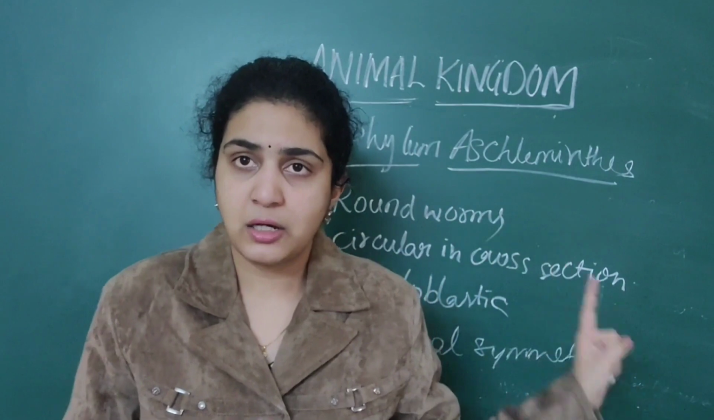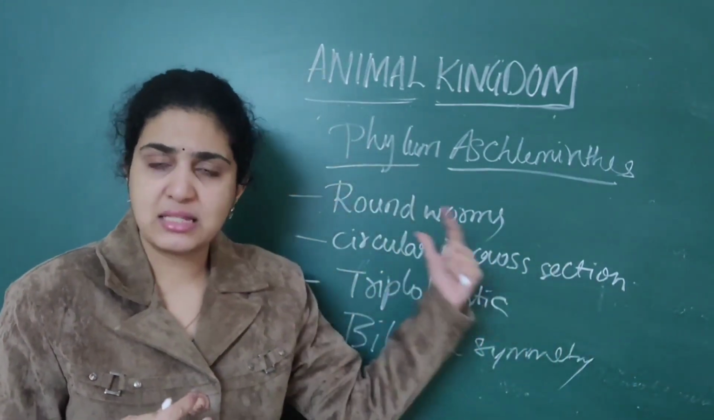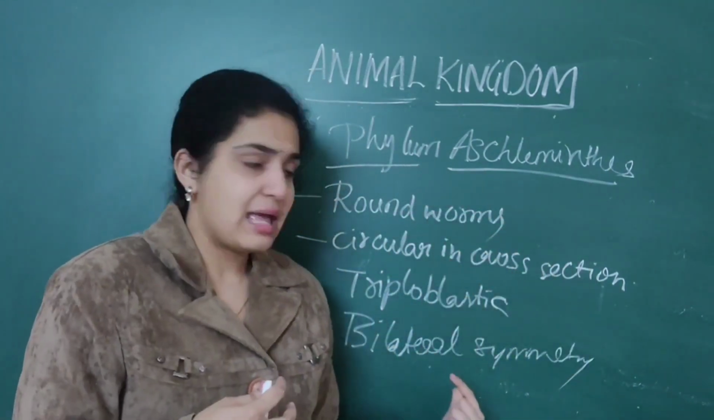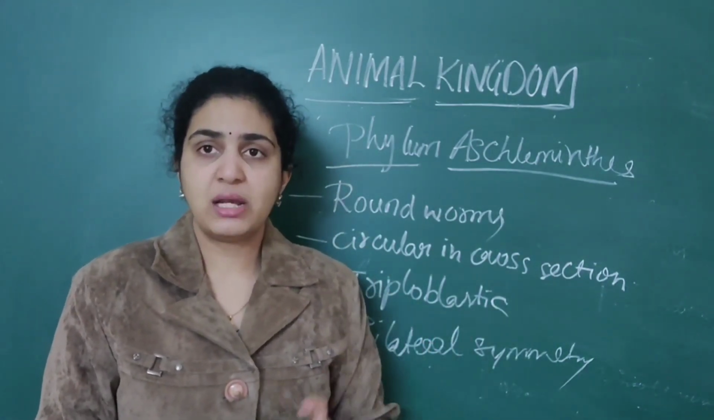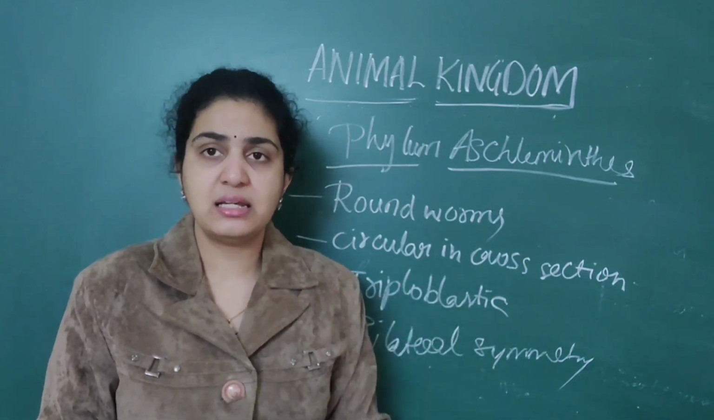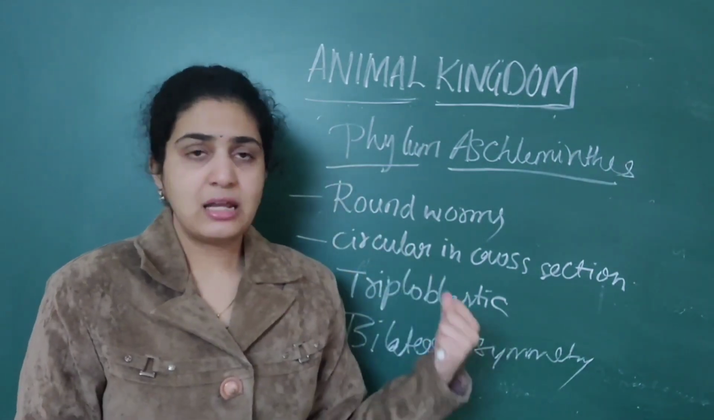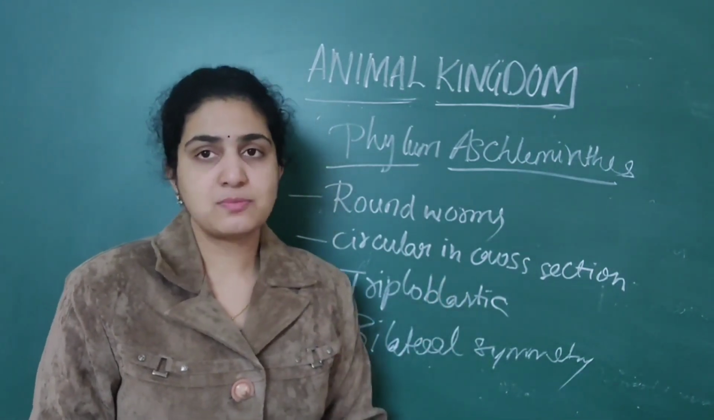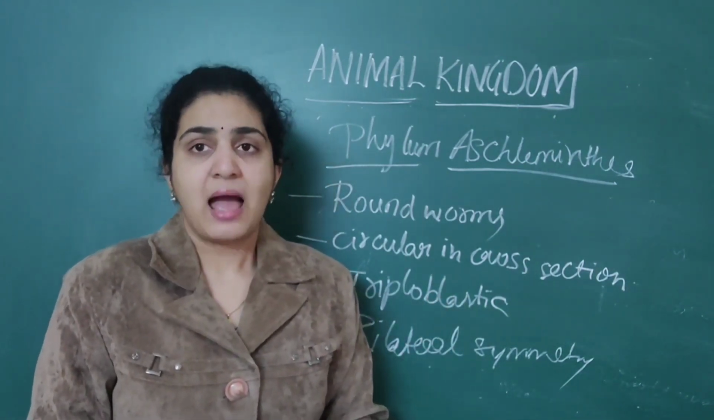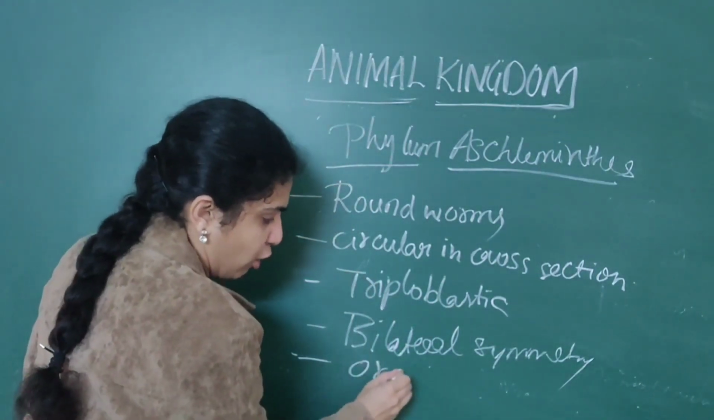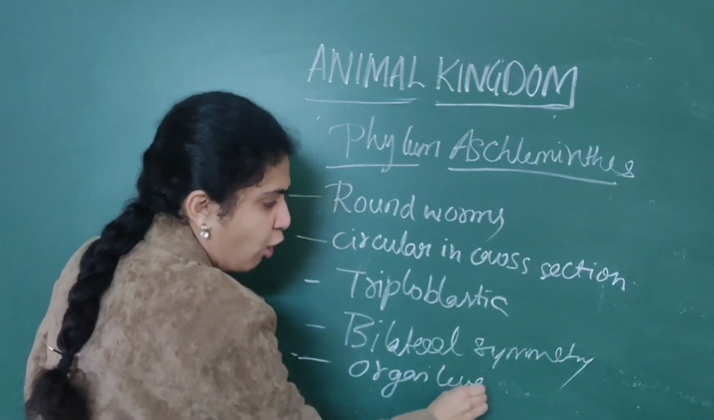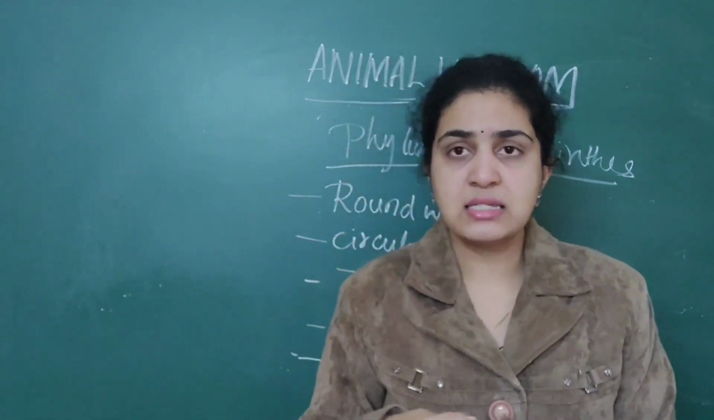But here, starting from Platyhelminthes, Aschelminthes, Annelida, all exhibit a special feature called bilateral symmetry. Only Cnidarians have a diploblastic nature as well as radial symmetry. From Platyhelminthes, all are triploblastic as well as bilaterally symmetrical animals, and they exhibit an organ level of organization. Organ level means all the tissues are organized to form organs from the phylum Platyhelminthes.